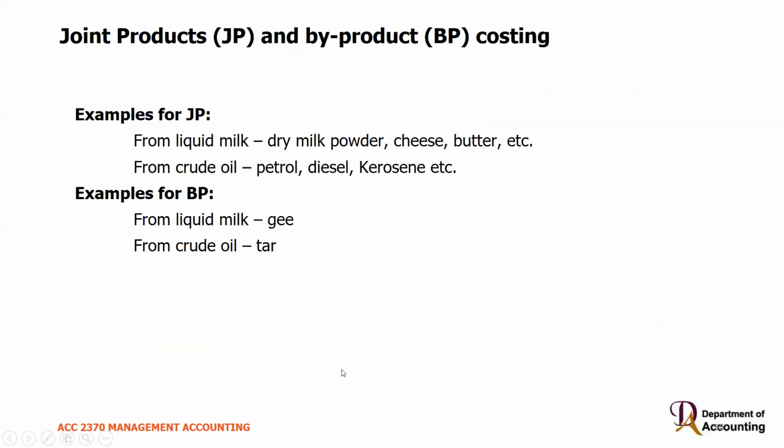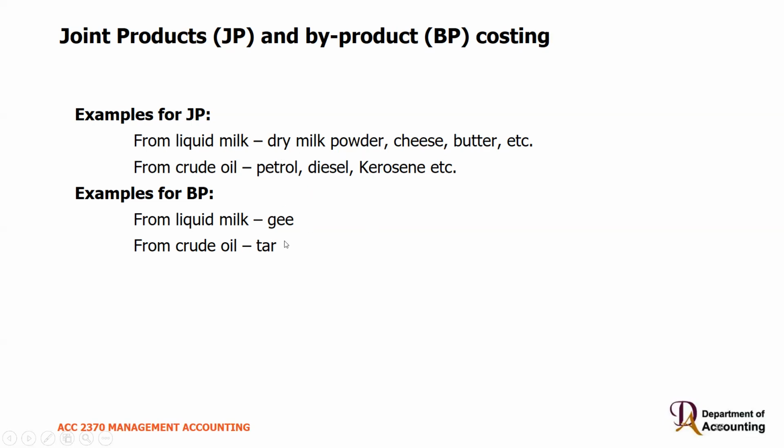Right. Now, when it comes to byproducts, the same examples are given here. When it comes to byproducts, BP, I can identify byproducts like this. Now, byproducts are products we are getting as a result of the manufacture of main products. When you manufacture the main products, as a result of that process, you can get byproducts. Now, when you process liquid milk and try to manufacture dry milk powder, cheese, butter, all these are joint products, jointly manufactured.